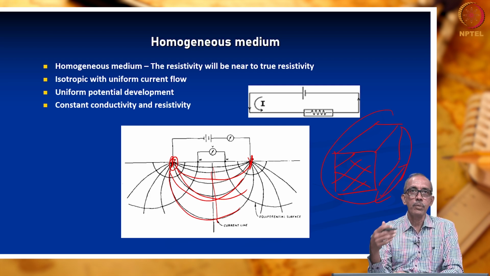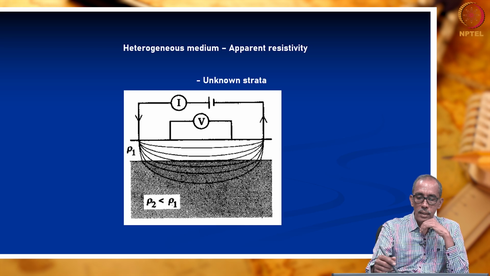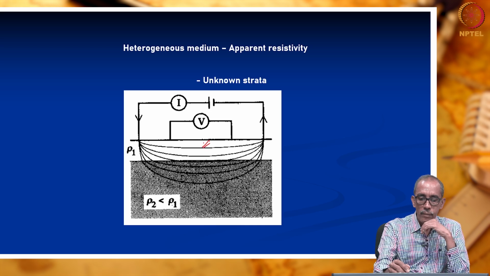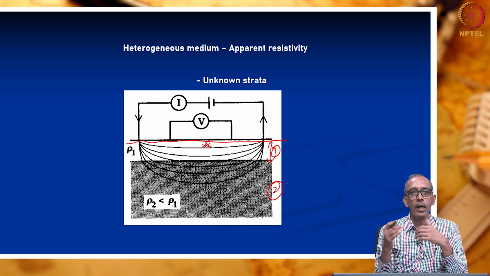Let us take a much more complex case, a heterogeneous medium. That means this is the surface of the earth, right? This is the surface. Beneath the surface, you have one layer. This is layer 1. This is layer 2. Both of them are having different resistivity.